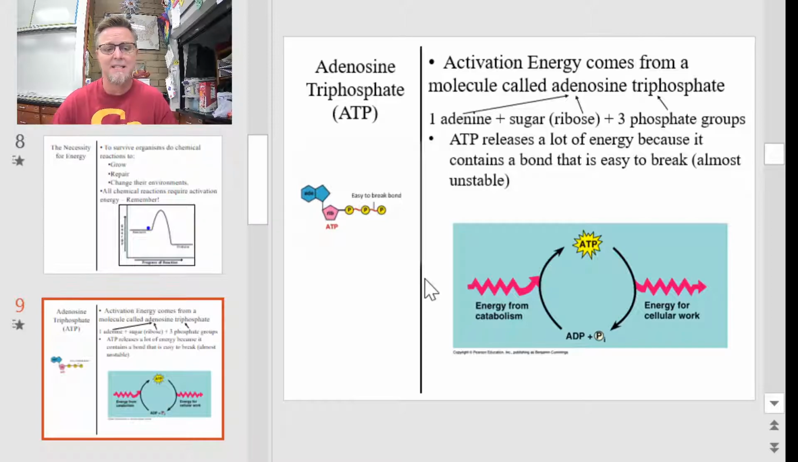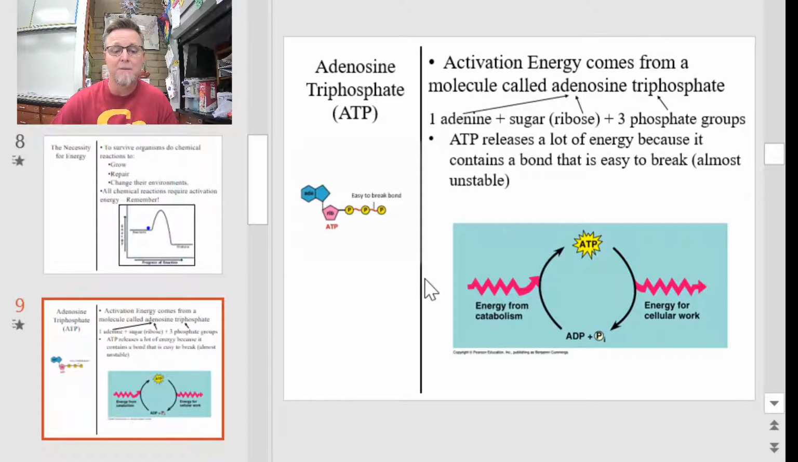ATP is made up of an adenosine base, a sugar called ribose, and then 3 phosphate groups. Now, the energy in ATP is actually held between those 3 phosphate groups. Phosphates are negatively charged, so they don't want to be near each other, and it takes a lot of energy to hold them together, okay? So that's where the energy is stored in an ATP molecule. When those bonds break, ATP can release a lot of energy because it contains a bond that's easy to break, almost unstable, and has a lot of energy stored in it.